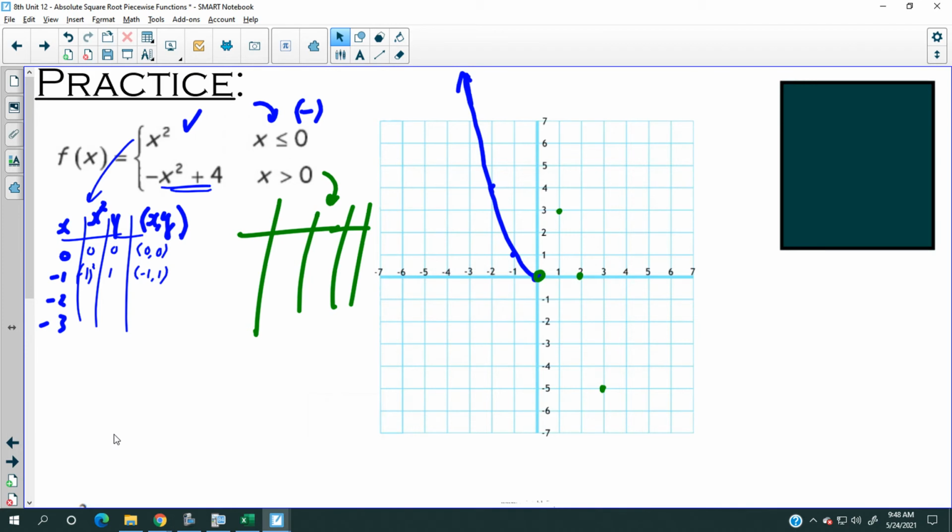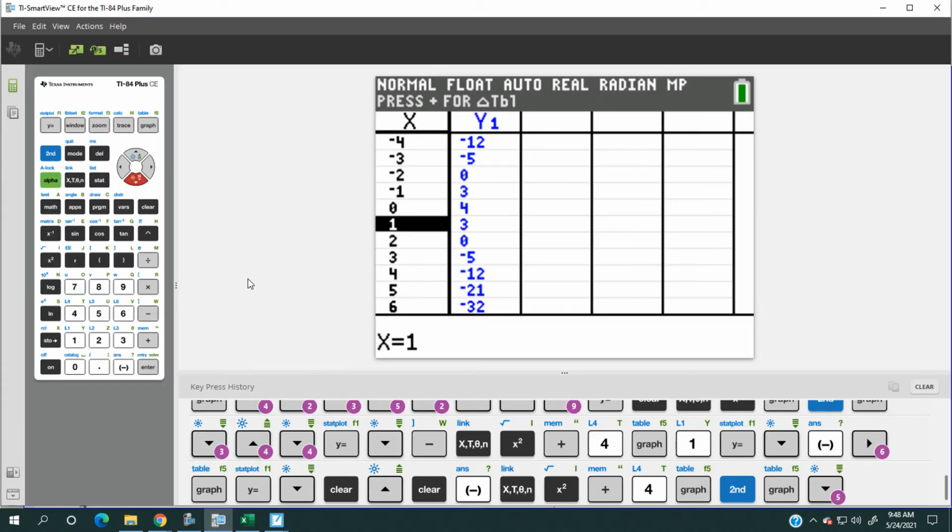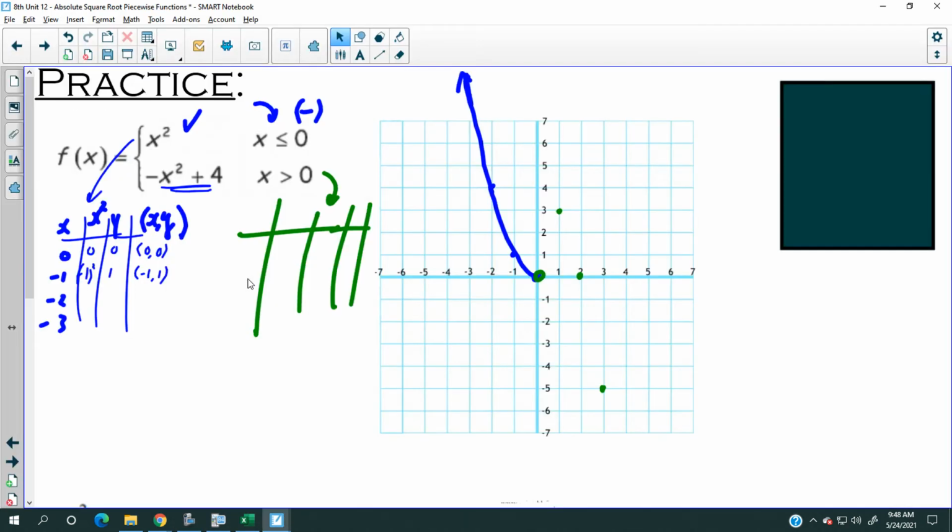Oh wait, I forgot something. At 0 is actually 4. Now, it says x is greater than 0, but I still have to examine that point. All right, so that's my fault. I should examine that. Now, the thing is, it doesn't include whatever the answer happens to be. So this has to be an open circle. So not down here. All right, let me clear that up for you.